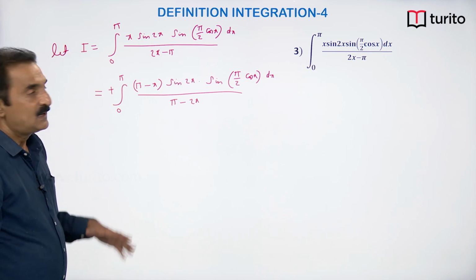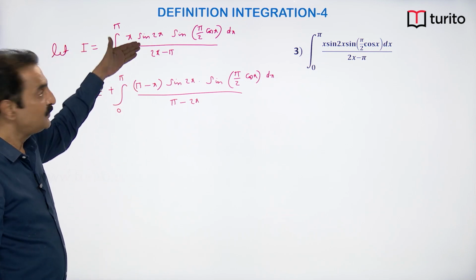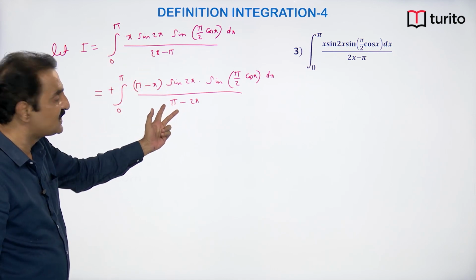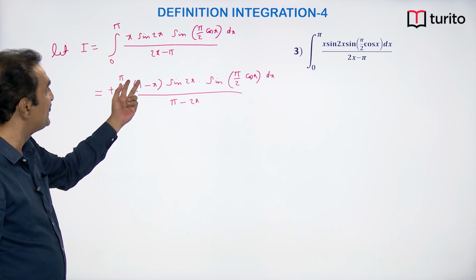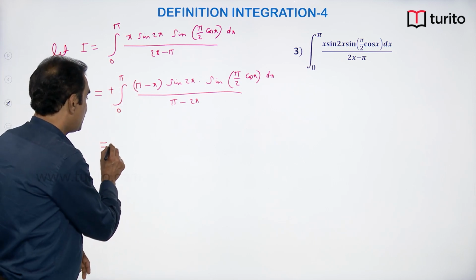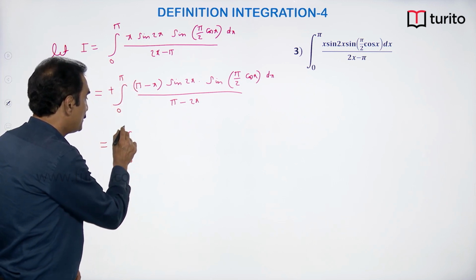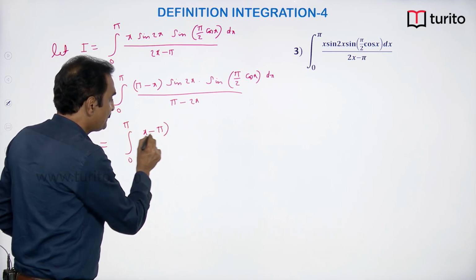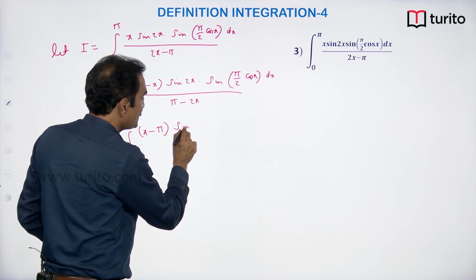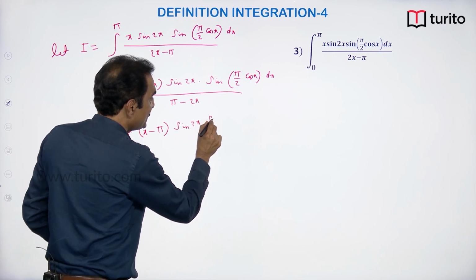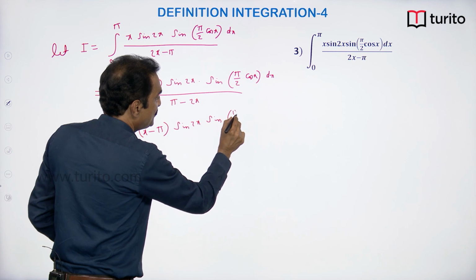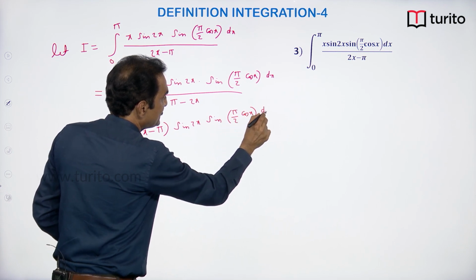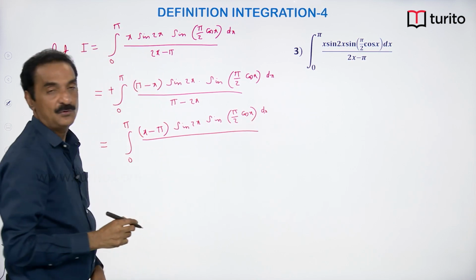Okay. Now after applying this property, what will you do? You will add. Before adding, you change this denominator as 2x minus pi and this one as x minus pi, so that we can add comfortably. Integral 0 to pi x minus pi into sin 2x into sin of pi by 2 cos x dx upon 2x minus pi.